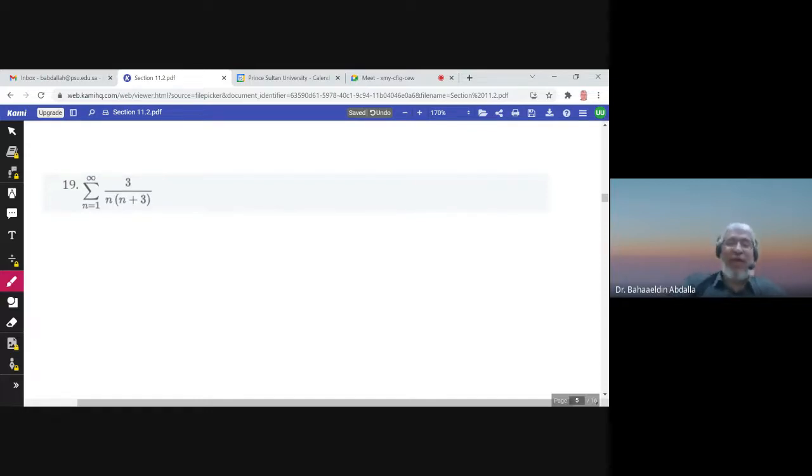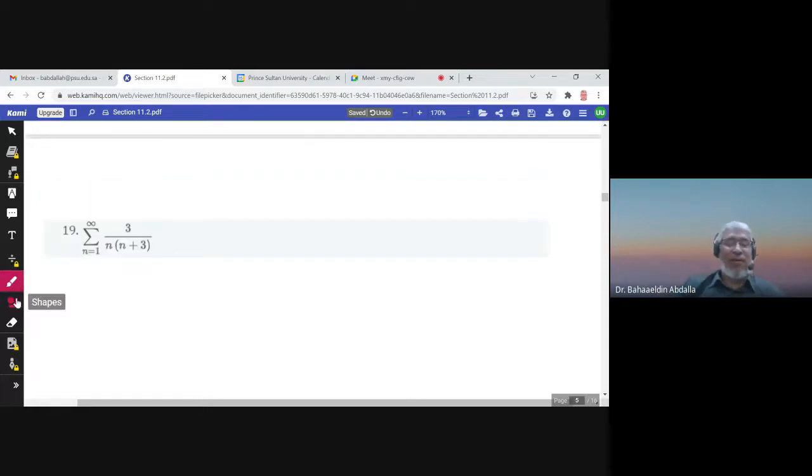Notice here I have n and n plus 3. This will be somehow long because the difference is 4 numbers between n and n plus 3. So I will need 6. Sn would consist of 6 numbers, 6 terms. So let me start from here. Sn is summation ai, and i from 1 to n. This is an, so ai would be 3 over i times i plus 3.